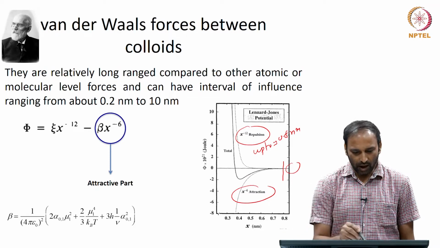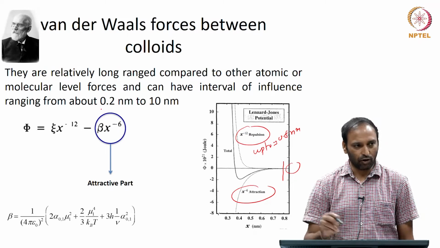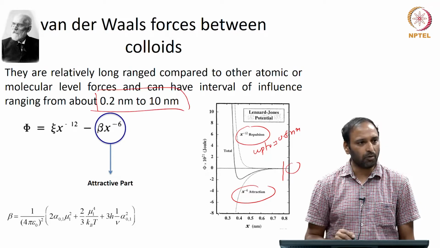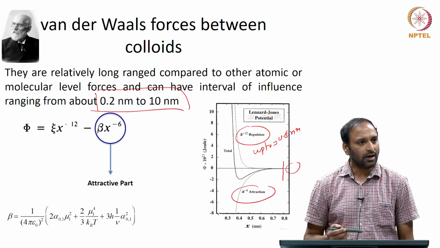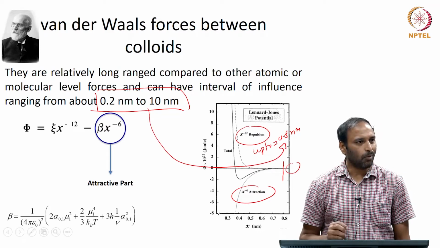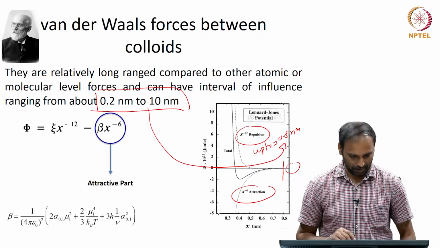However, if you take van der Waals forces between colloidal particles, they have a range going from about 0.2 nanometer to 10 nanometer. Compared to 0.8 nanometer, they are more long ranged, right. That is the point that I want to make.